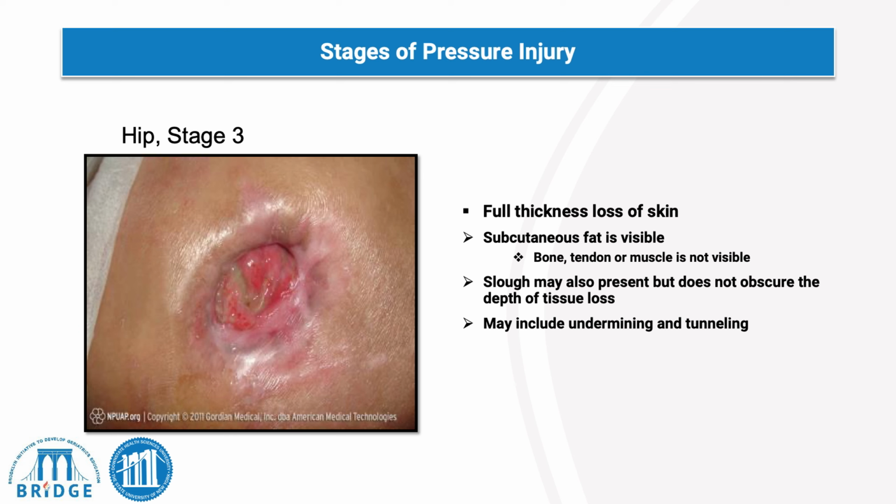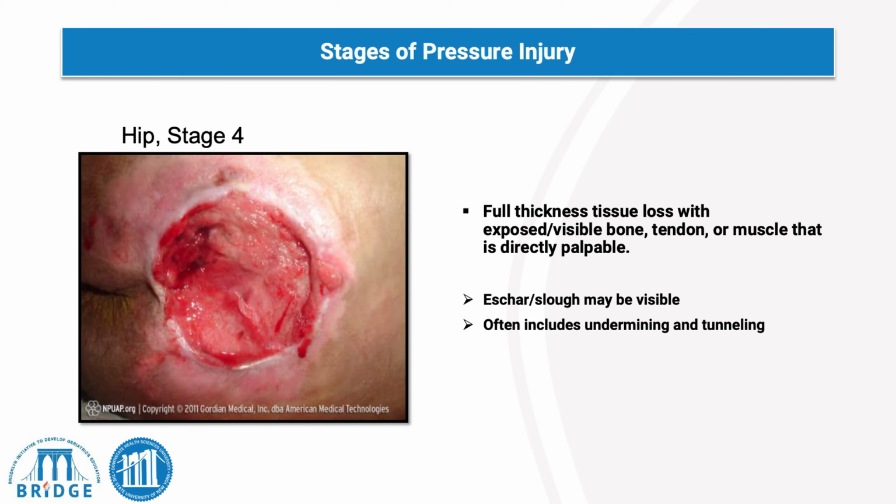This is a stage 3 ulcer. It's found in the hip region. It's characterized by a full thickness loss of the skin. It's also characterized by subcutaneous fat that is visible. However, the bone, tendon, and muscle are not visible. Also, in a stage 3 ulcer, slough may be present, but the slough does not obscure the depth of the tissue loss. And finally, undermining and tunneling may be present.